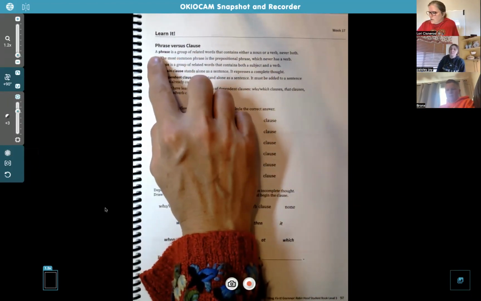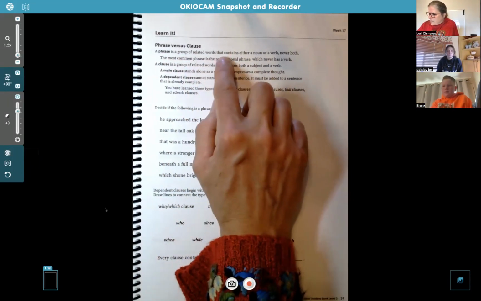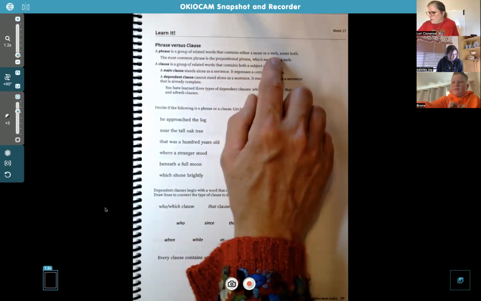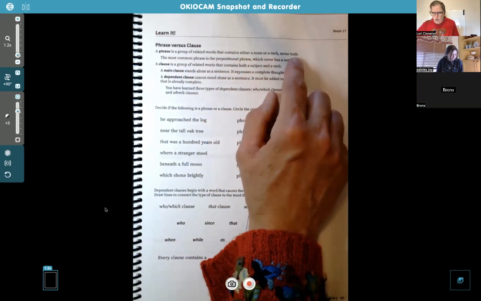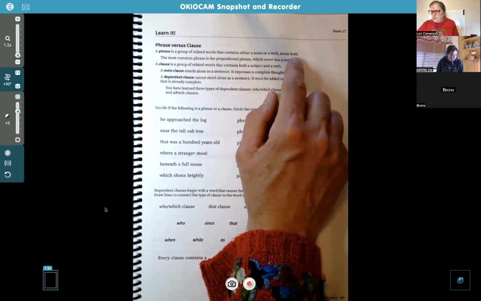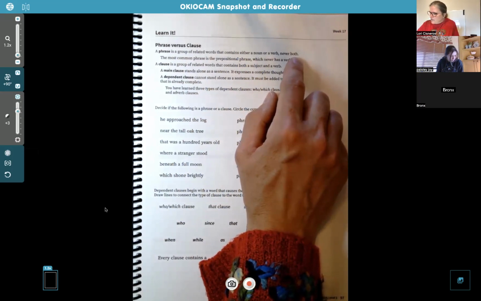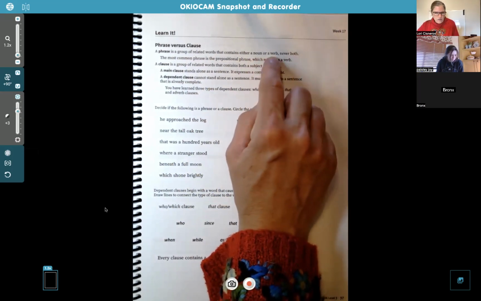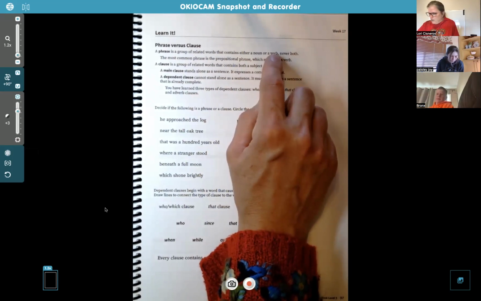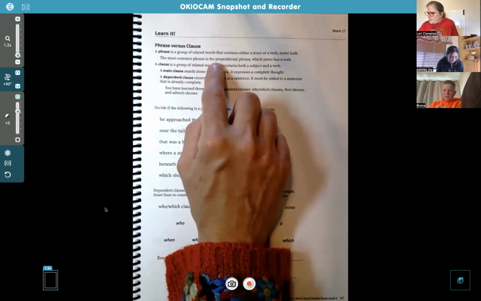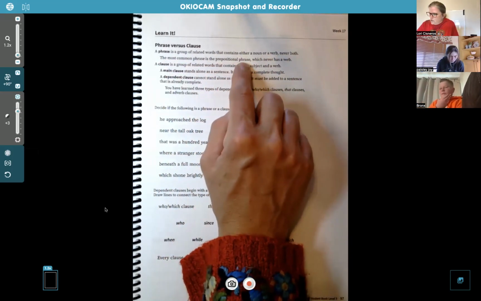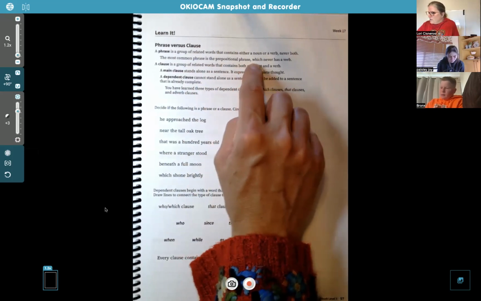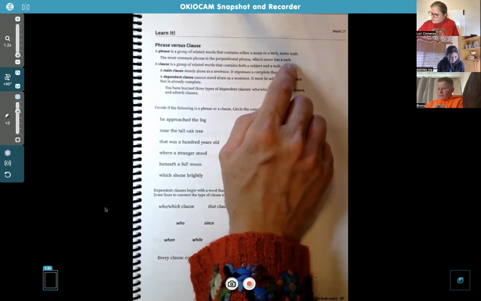There we go. A phrase is a group of related words that contains either a noun or a verb, never both. Obviously these are both parts of a sentence. They're not going to be complete sentences. So a phrase never has a noun and a verb, only one or the other. The most common phrase is the prepositional phrase. You guys already know what that is, which never has a verb.